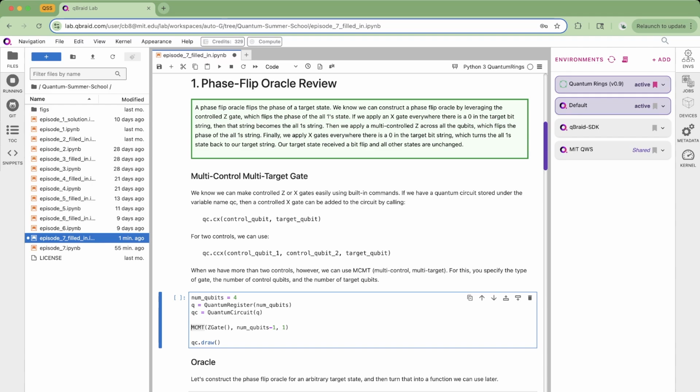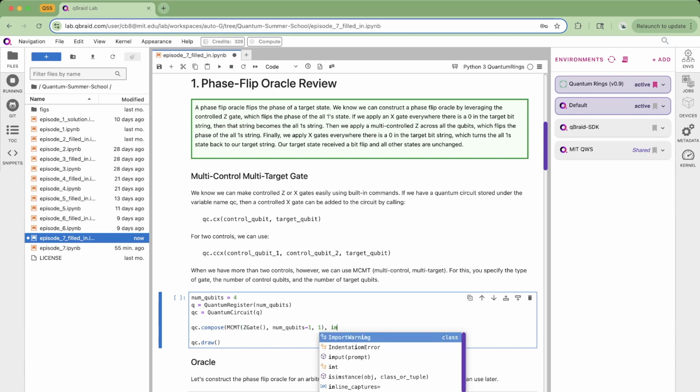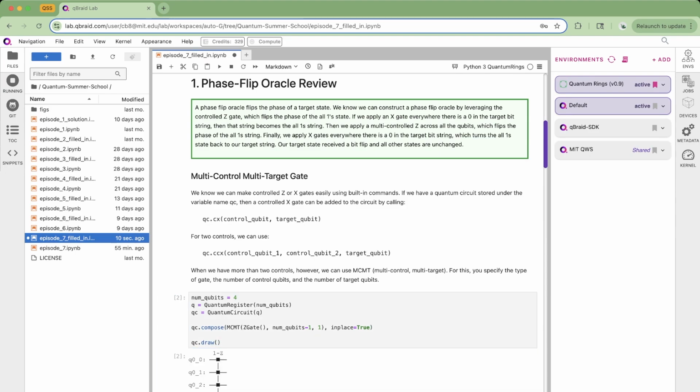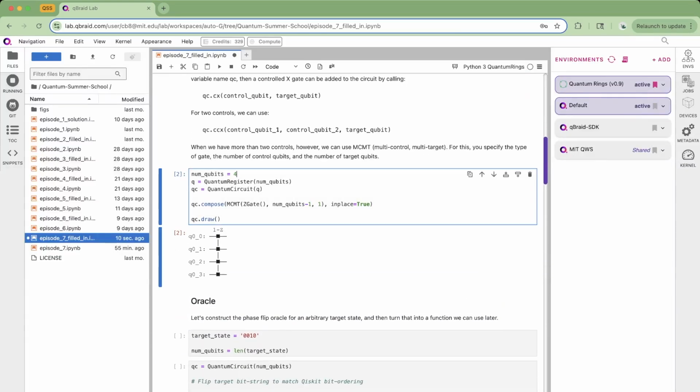We want to put this into our quantum circuit, so we're going to use the compose function. And then we also have to use this argument in place to say that we want it to modify the circuit in place rather than returning a new circuit. So here's what this would look like. Here we have 4 qubits. We have our multi-controlled Z gate with 3 controls and 1 target.